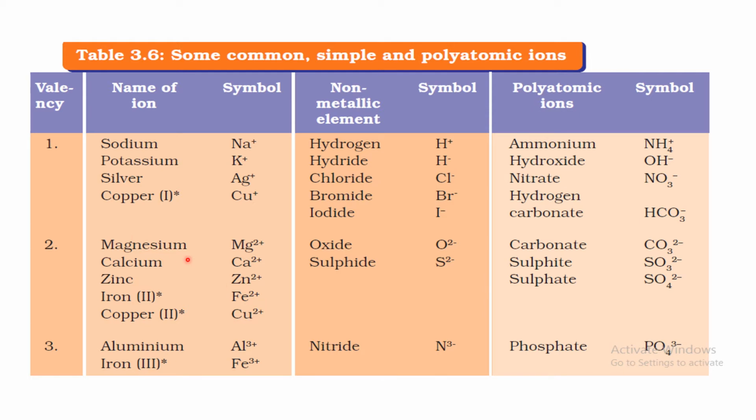Magnesium also has 2 positive valency, calcium also has 2 positive valency, it carries 2 positive charge. Then zinc also has 2 positive. Iron also has variable valency, iron 2 and iron 3. Iron 2 has valency 2, whereas iron 3 has plus valency 3.